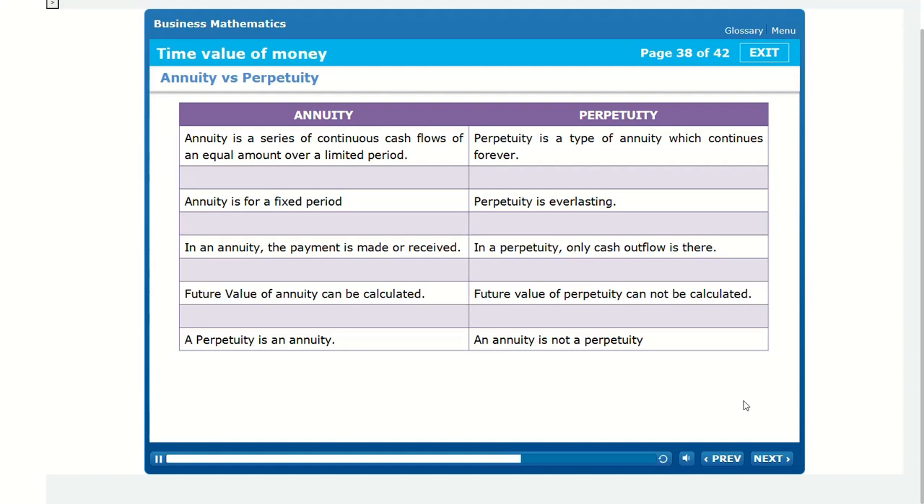Future value of annuity can be calculated. Future value of perpetuity cannot be calculated. A perpetuity is an annuity. An annuity is not a perpetuity.